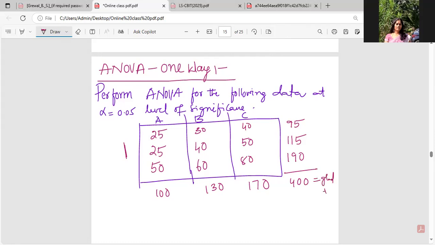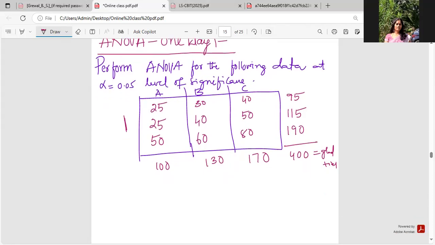Grand total. Okay, so what I will do is first I will set H naught. What would be H naught? All variances are equal. Like that, I will set my H naught. The procedure that I'll follow is there's a table for ANOVA. I've done that in my previous video, how to find the values. Okay, coming to the solution part.